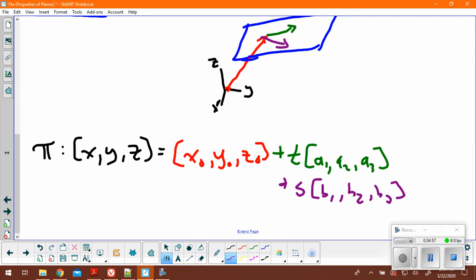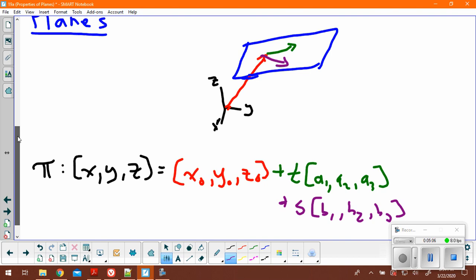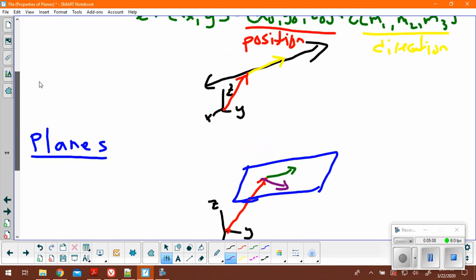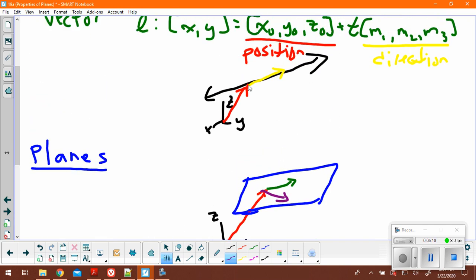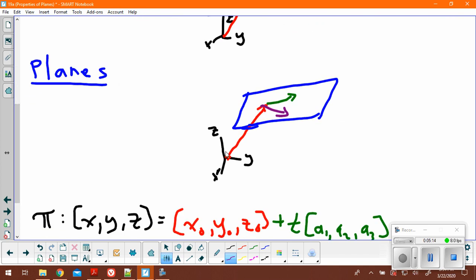And we had other forms. We had parametric for planes. We did symmetric for lines, but those are in the other notes. Those are the basic ideas we've covered so far: for a line, you need a position vector and a direction, and for a plane, you need a position vector and two directions to map out the surface.